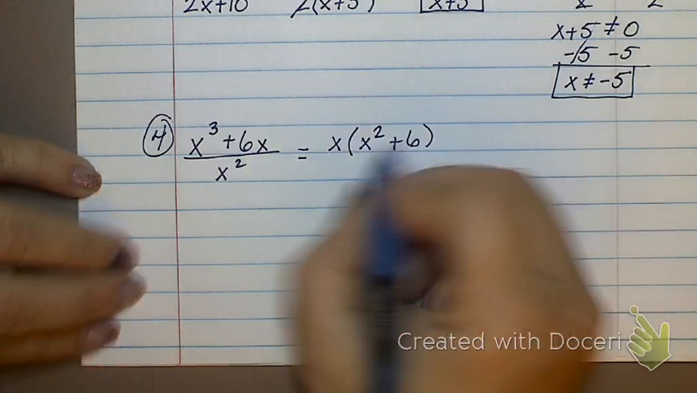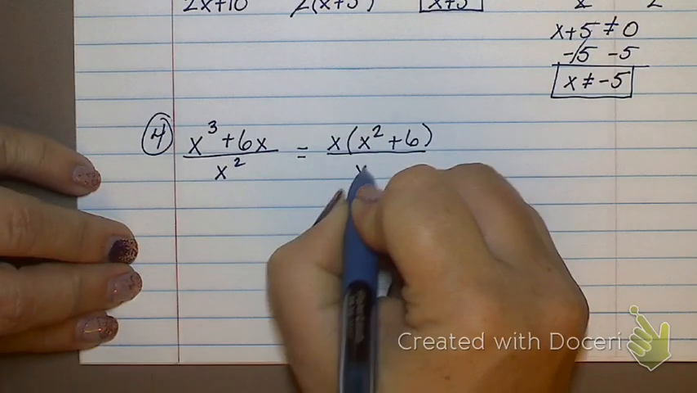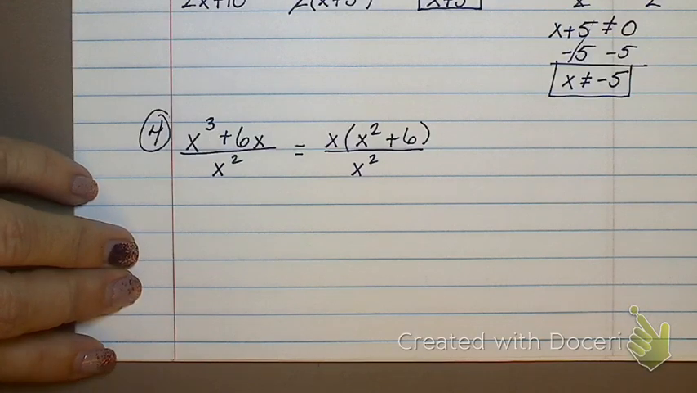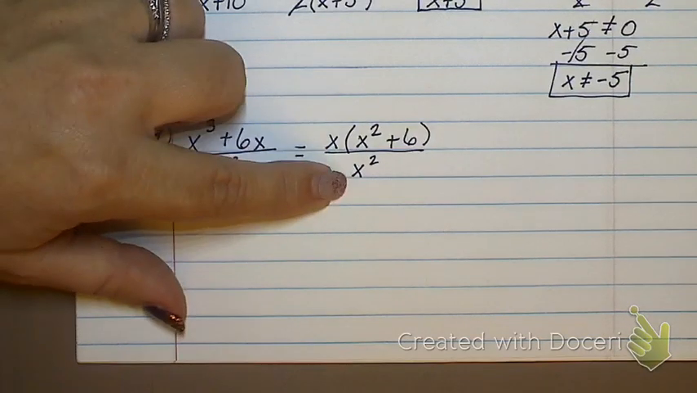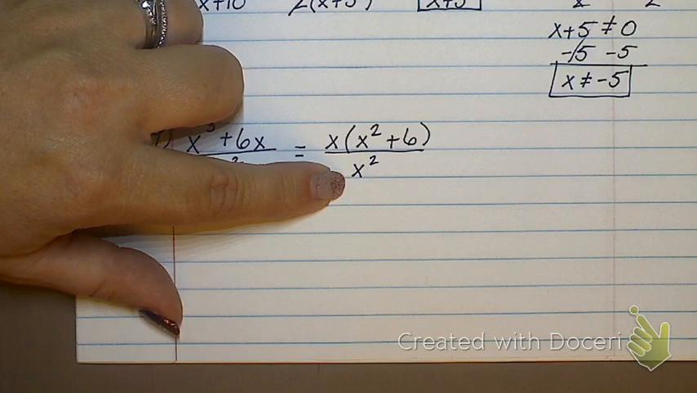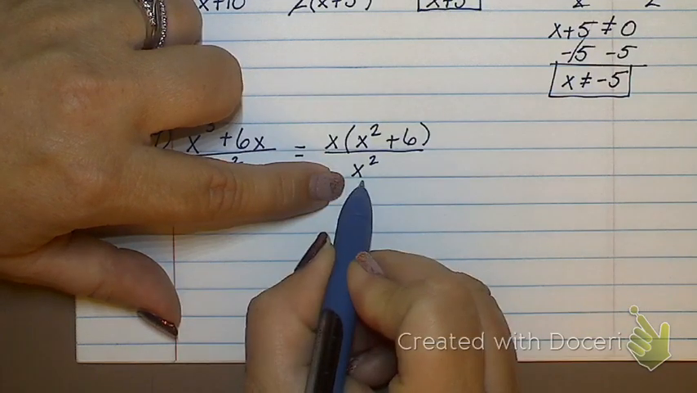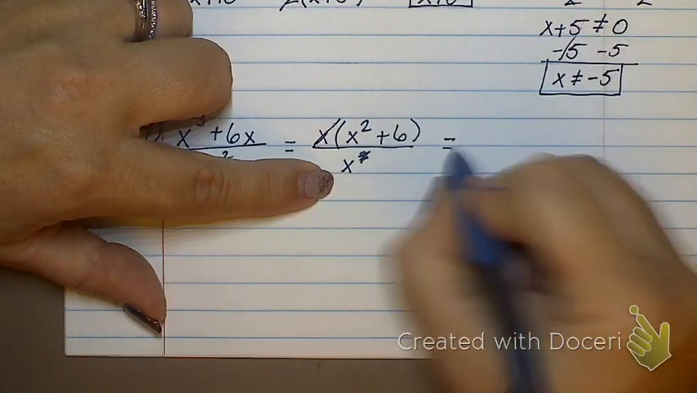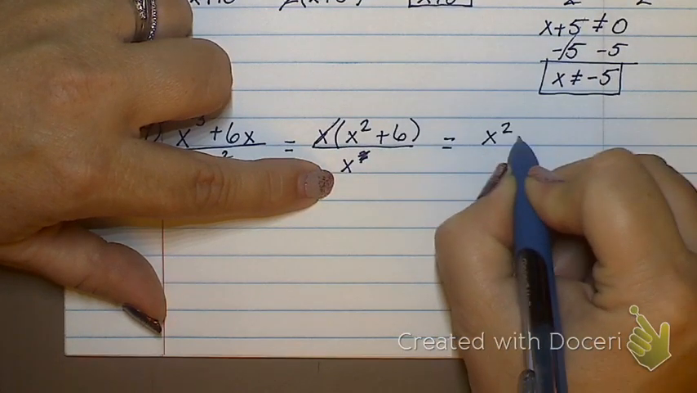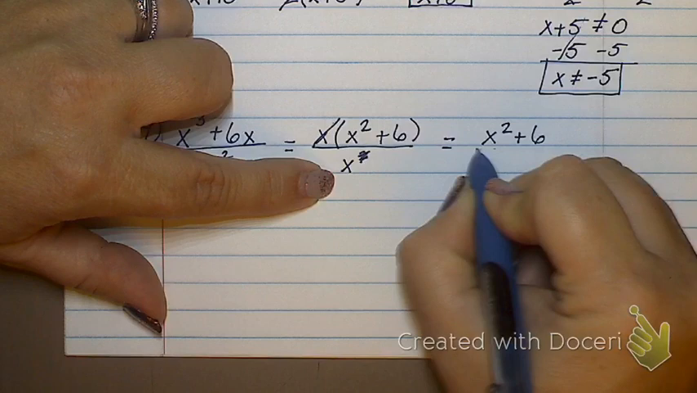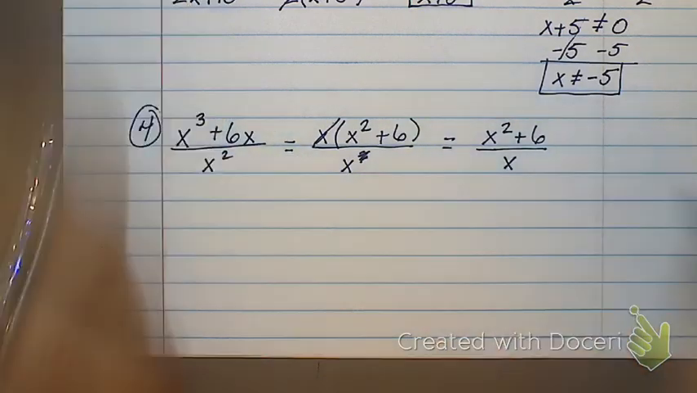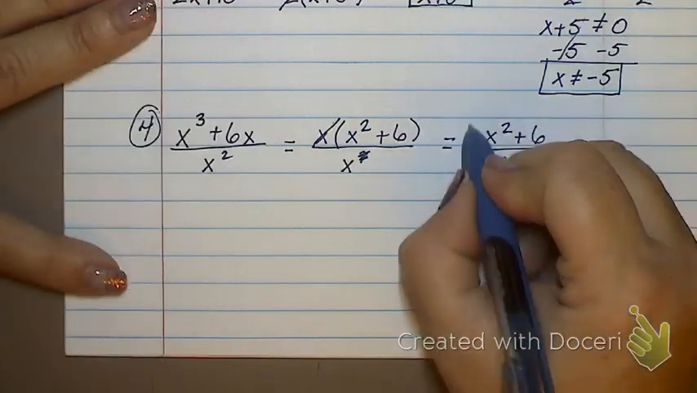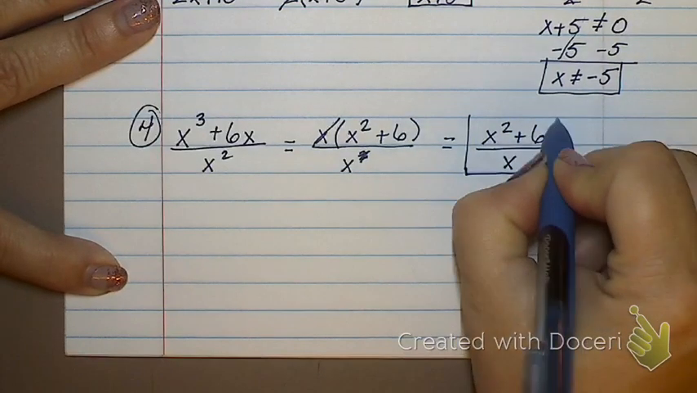On the bottom, I have x squared. What can cancel? X with what? One of those two x's. This is technically two x's down here. This can take away one of those two, leaving me with x squared plus 6 over x. Can I cancel out more x's? No. I have to stop right there because the binomial means I technically have parentheses.